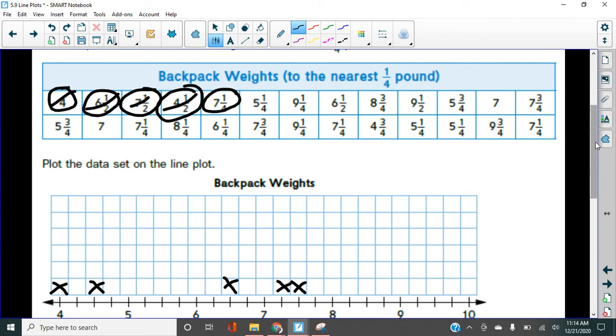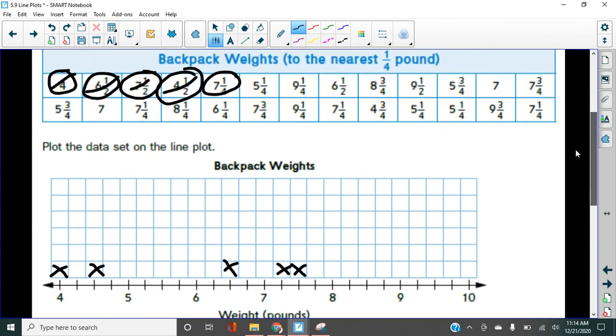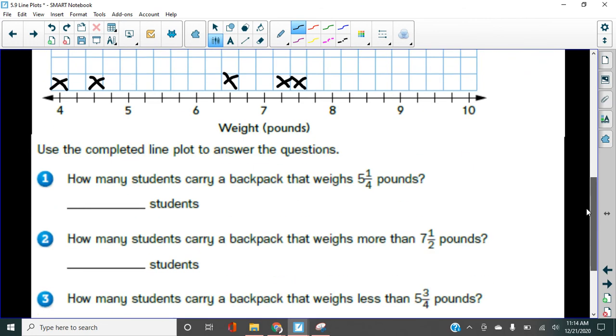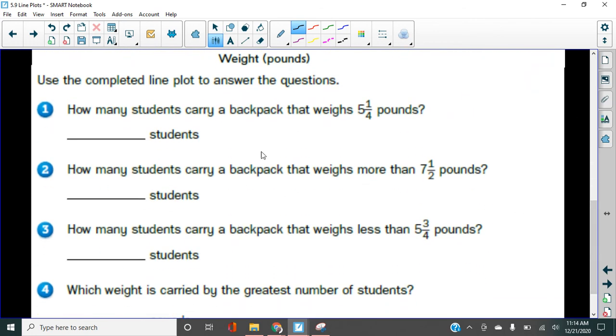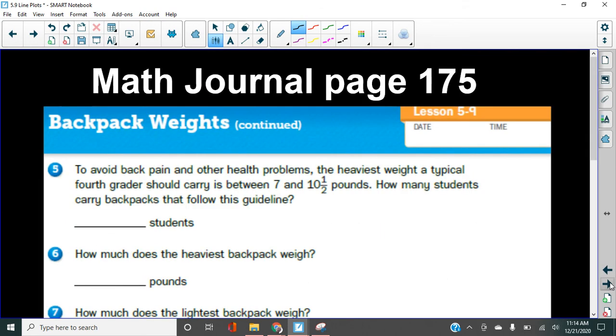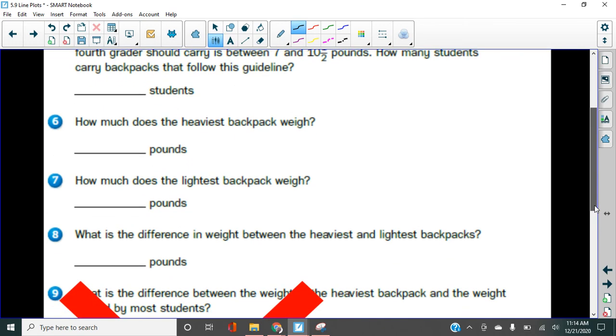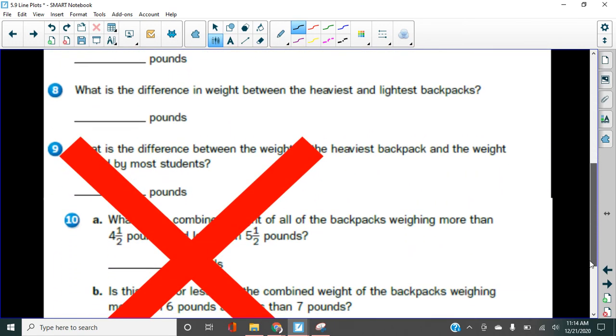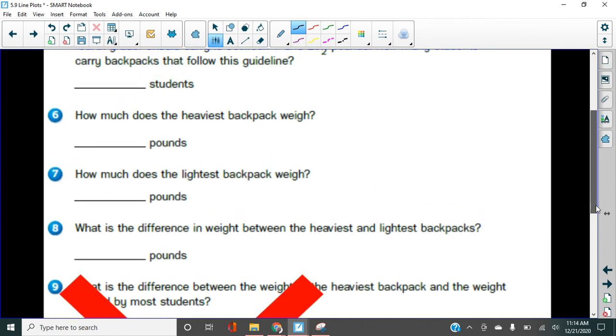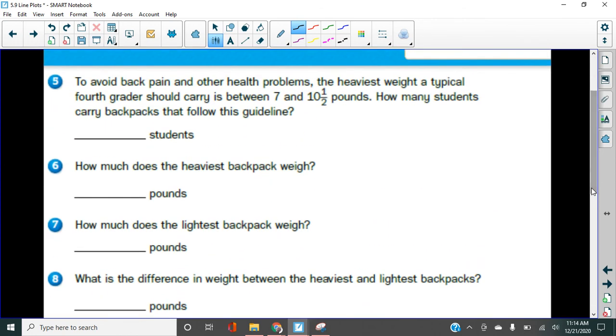So your goal here today is to finish this backpack weights line plot, and then you have some questions about that. There's a few questions here. Page 1, but down at the bottom, numbers 1 through 4 are there, and then you're going to stop after number 8. You can see big X through 9 and 10. So you are going to be doing questions 1 through 8 after you make the line plot. All right, 4th graders, if you need any help or have any questions about line plots or backpacks or birthdays, please let me know, and good luck.